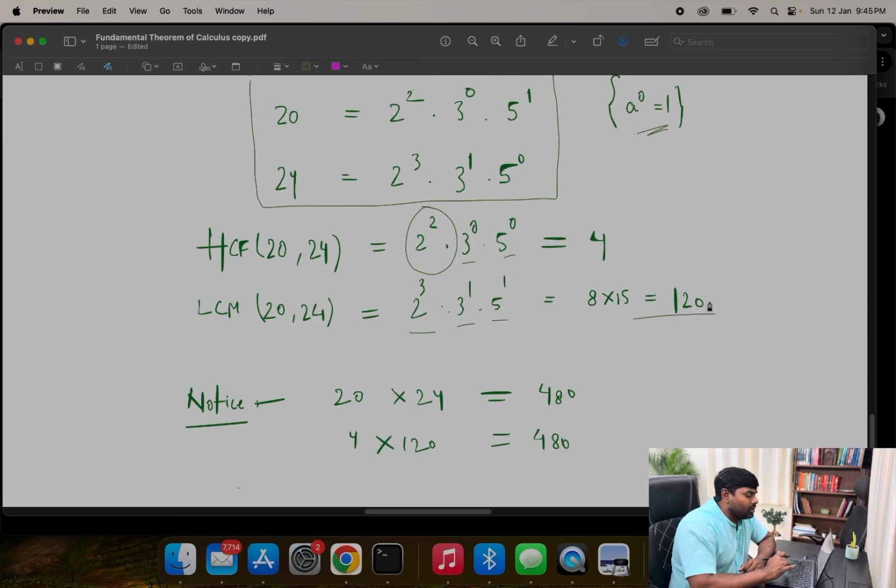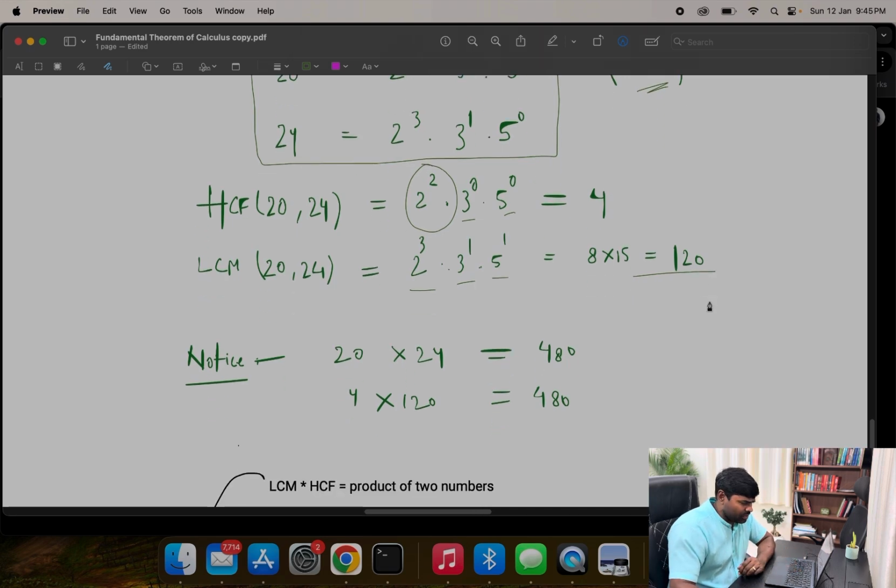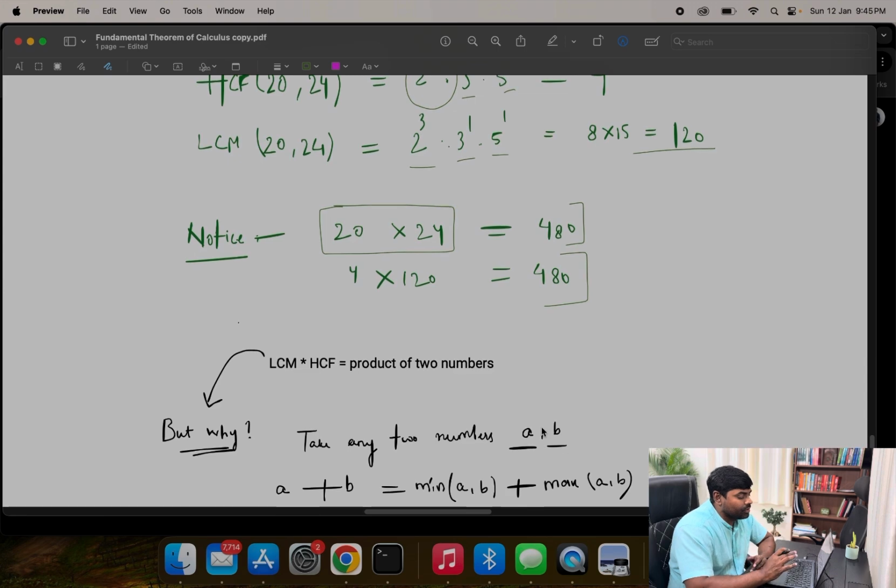Cool. Then we notice a result which is also quite common. If the two original numbers were 20 and 24, if you multiply both of them, you get 480. And if you multiply the LCM with the HCF, you still get 480, right? So that means LCM times HCF is equal to the product of the two numbers. Now, this is not a coincidence, it always happens. That is true as a general result. It is as true as the fundamental theorem of arithmetic, all right?